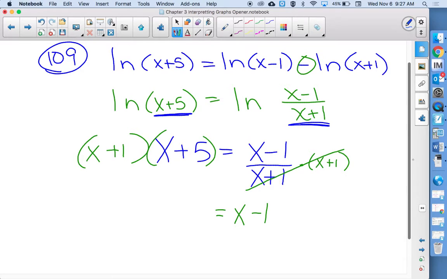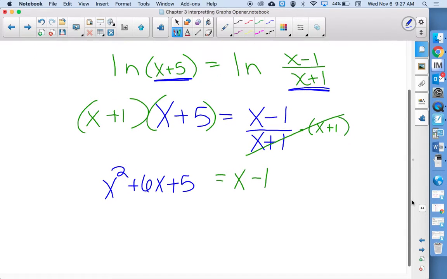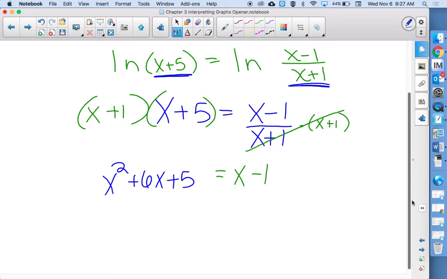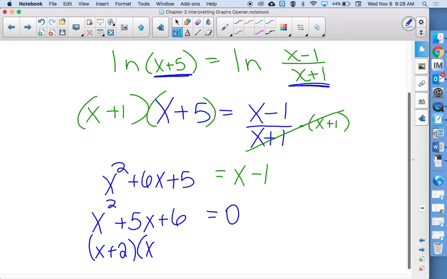And then, Colin, if you FOIL this side over here, you end up with? X squared plus 6x plus 5. And then the last thing would be to get this equal to 0. Anytime we have an x squared in there, setting it equal to 0, zero product property. So x squared plus 5x plus 6. Factor? Yeah. How does it factor? X plus 3, x plus 2. Right. You said 3, sorry, I wrote 2 first. And then my two answers are negative 2 and negative 3.